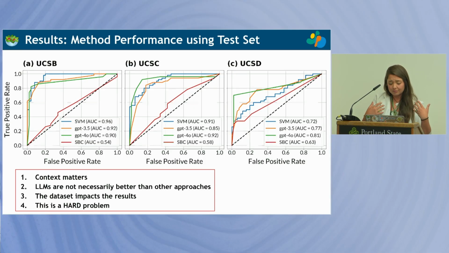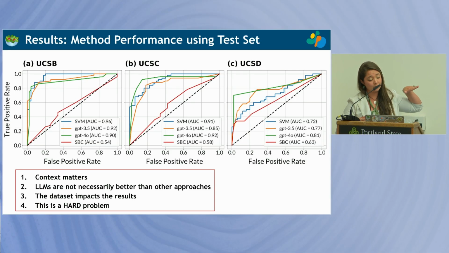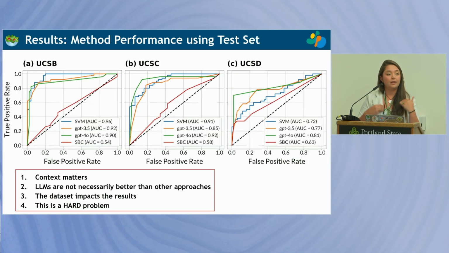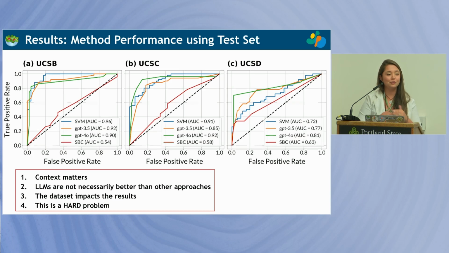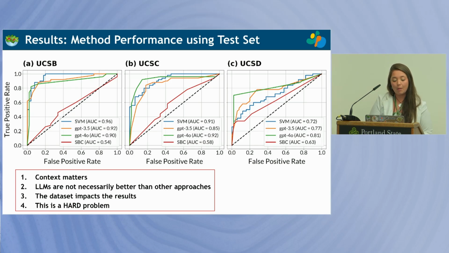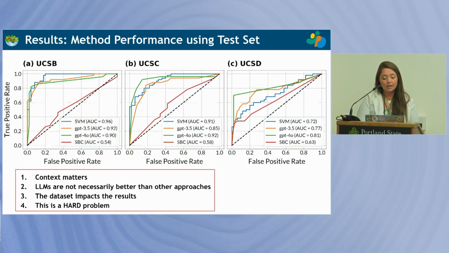In this graph, the curve that is very close to the diagonal is the baseline that I showed you, the score-based classifier. It clearly doesn't work. It is very close to just randomly guessing. But the other models have a much better performance. One of the things that I found very interesting is that LLMs are not necessarily better in 100% of the cases, which was very surprising to me because nowadays LLMs are the answer for everything. But this proves that sometimes that's not the case.